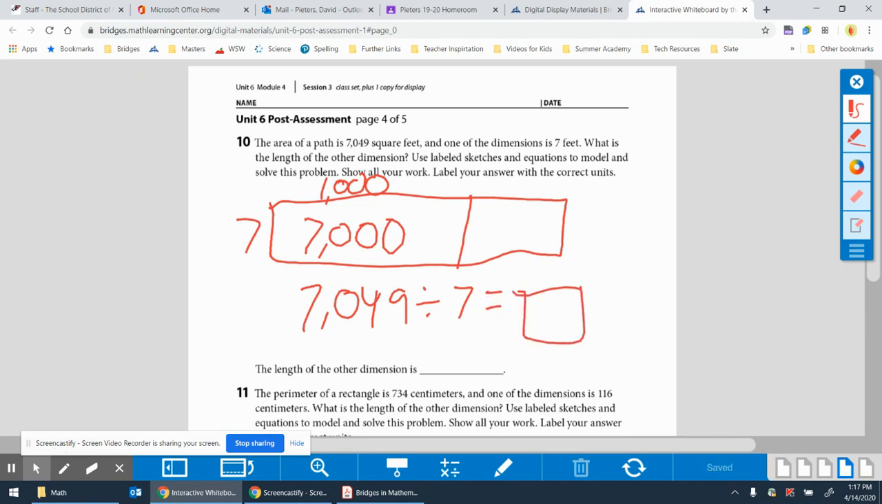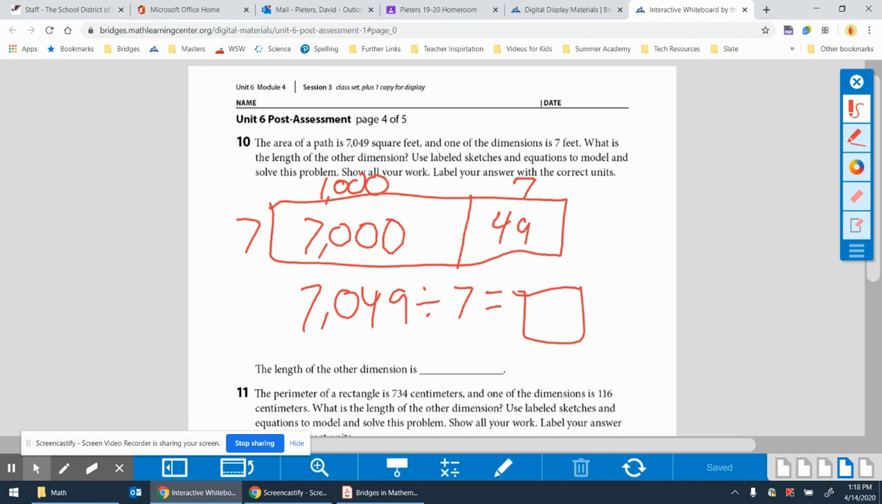Okay. And once again, we can rearrange it to a multiplication problem here too to make it a little bit easier. And so now on our next part, we're trying to figure out what goes up to 49 to get this 49 here. Well, 7 times something equals 49. That's 7 times 7 equals 49. So when we go back to our story problem, the area is 7,049. The one side or one dimension is 7. The other dimension or length is 1,007.